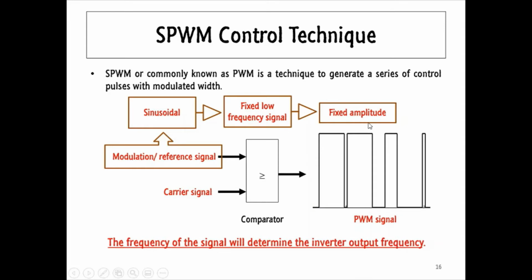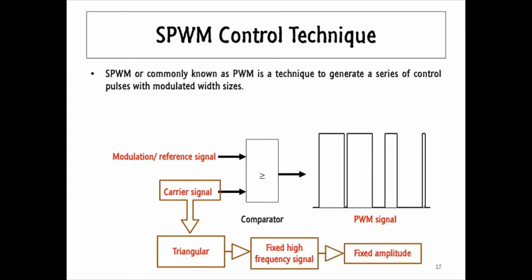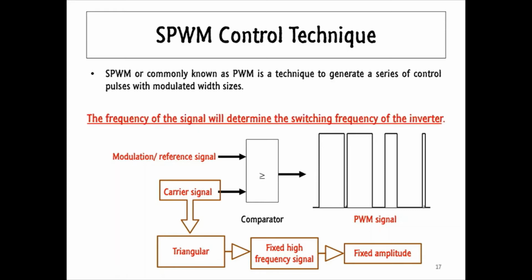Meanwhile, the amplitude of the signal is depending on the load voltage requirement. For the carrier signal, the wave shape of the signal is triangular. In opposite to the reference signal, the carrier signal is a high frequency signal with fixed frequency and fixed amplitude. In general, the frequency of the carrier signal depends on the type of power switches used to construct the inverter. And the frequency of the carrier signal will determine the switching frequency of the inverter.